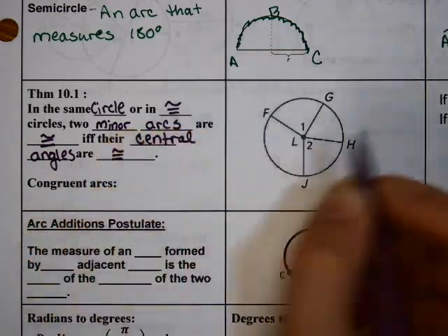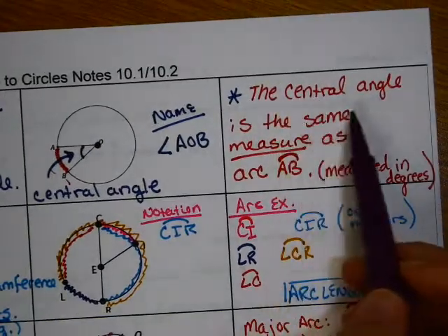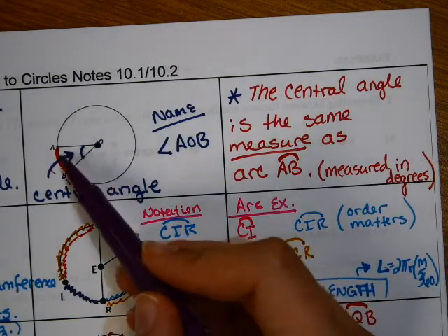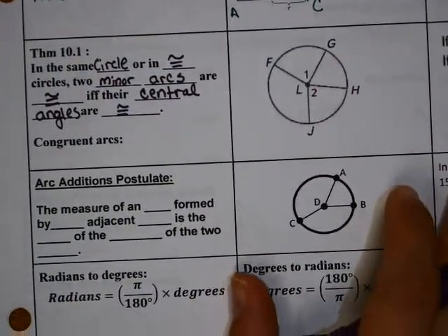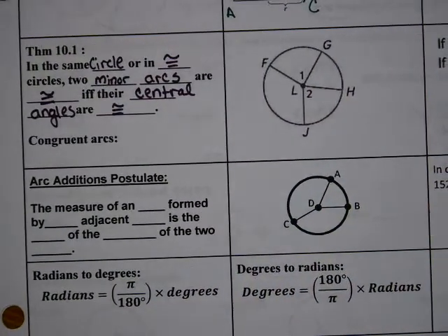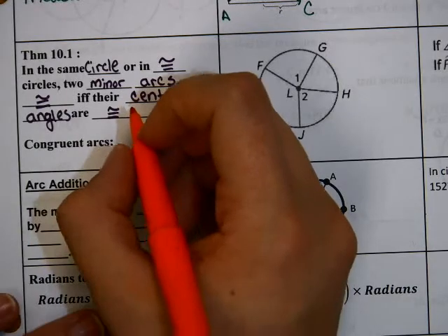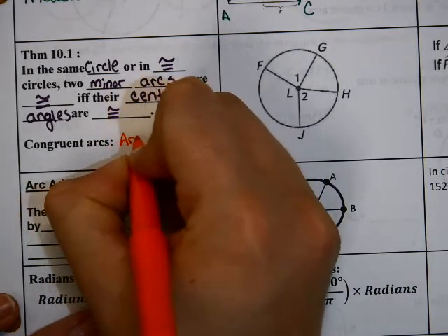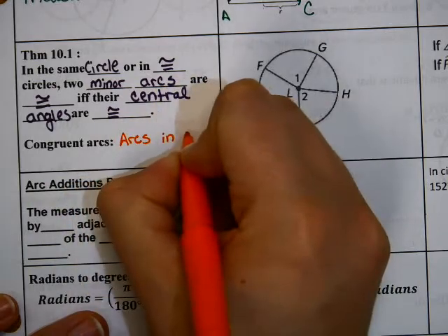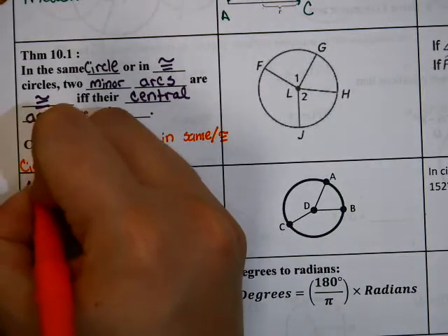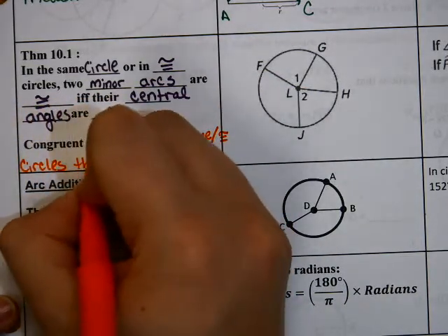So like I mentioned at the very beginning, let me go back to the very beginning here real quick. The central angle is the same measure as an arc AB. So here's my central angle, here's arc AB, they are congruent. If I have congruent arcs, that means their central angles are congruent. So for congruent arcs, let's write down arcs in the same or congruent circles that have the same measure.